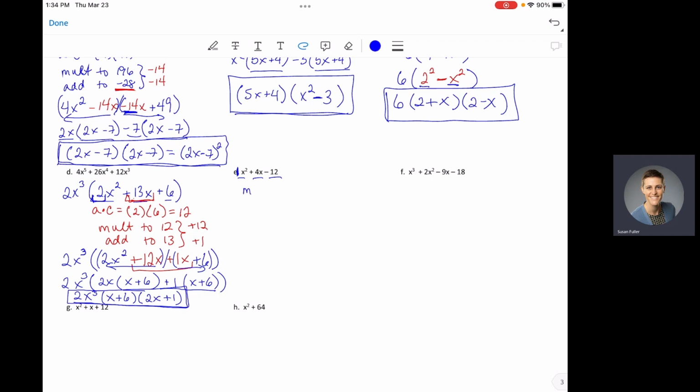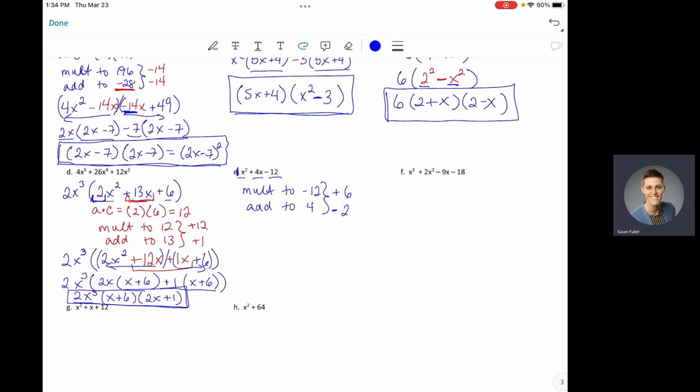We're looking for two things that multiply to our C value. Our C value here is negative 12. And those same two numbers need to add to our B value, which here is 4. So I'm looking for two numbers that multiply to negative 12 and add to positive 4. Those two numbers are going to be 6 and 2, right? And then to add to 4, I'm going to need a positive 6 and a negative 2 to make sure that I get a positive 4 out of there.